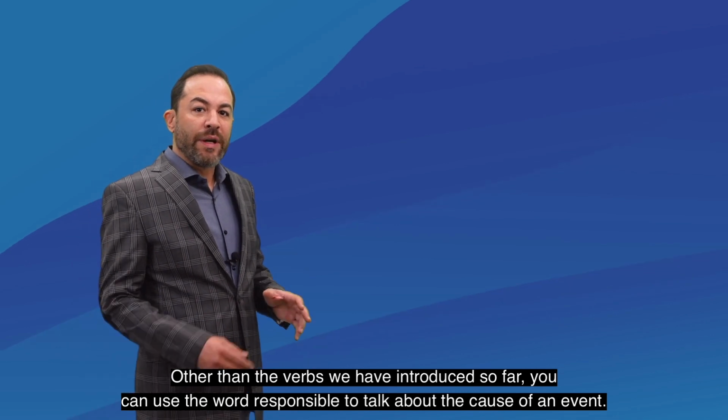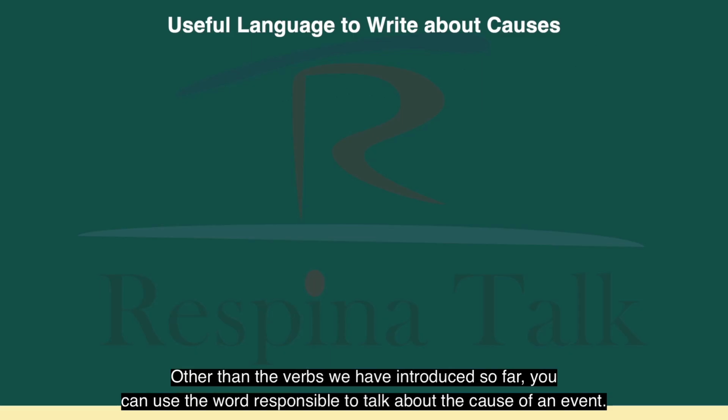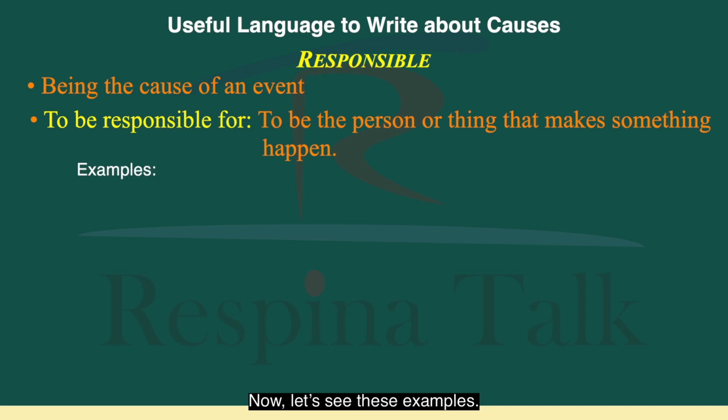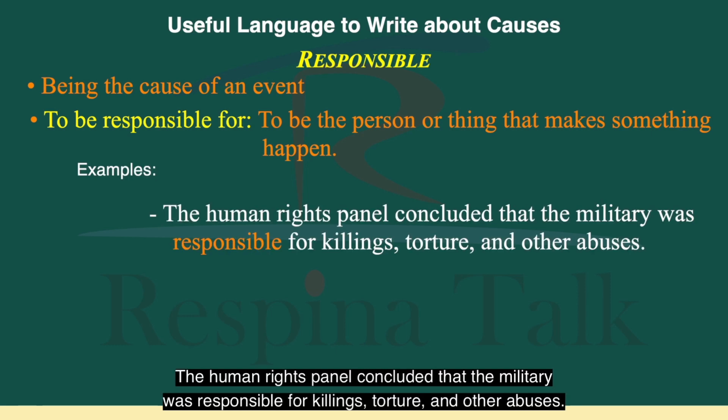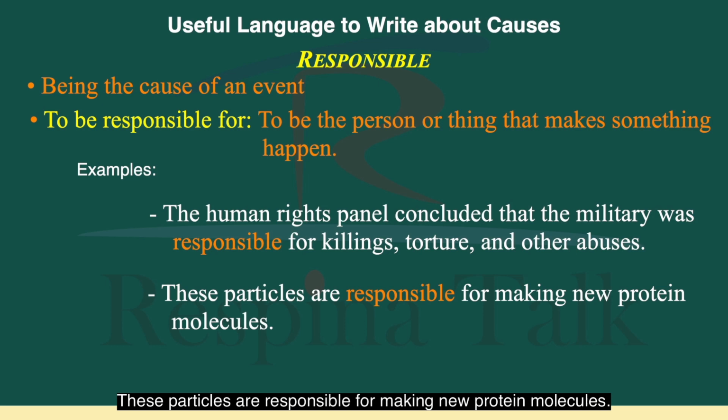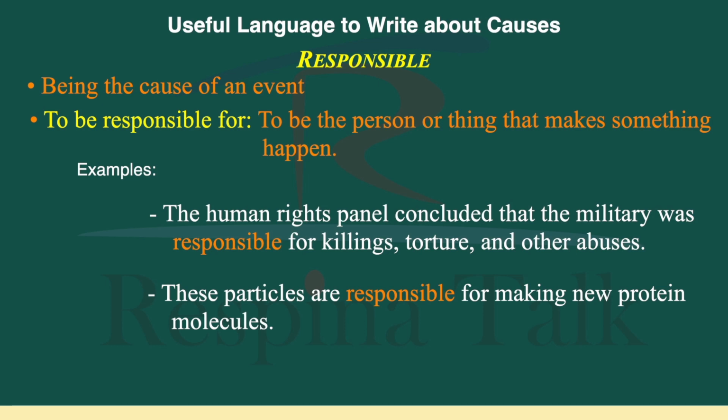Other than the verbs we have introduced so far, you can use the word responsible to talk about the cause of an event. To be responsible for something means to be the person or thing that makes something happen. Now let's see these examples. The Human Rights Panel concluded that the military was responsible for killings, torture, and other abuses. These particles are responsible for making new protein molecules.